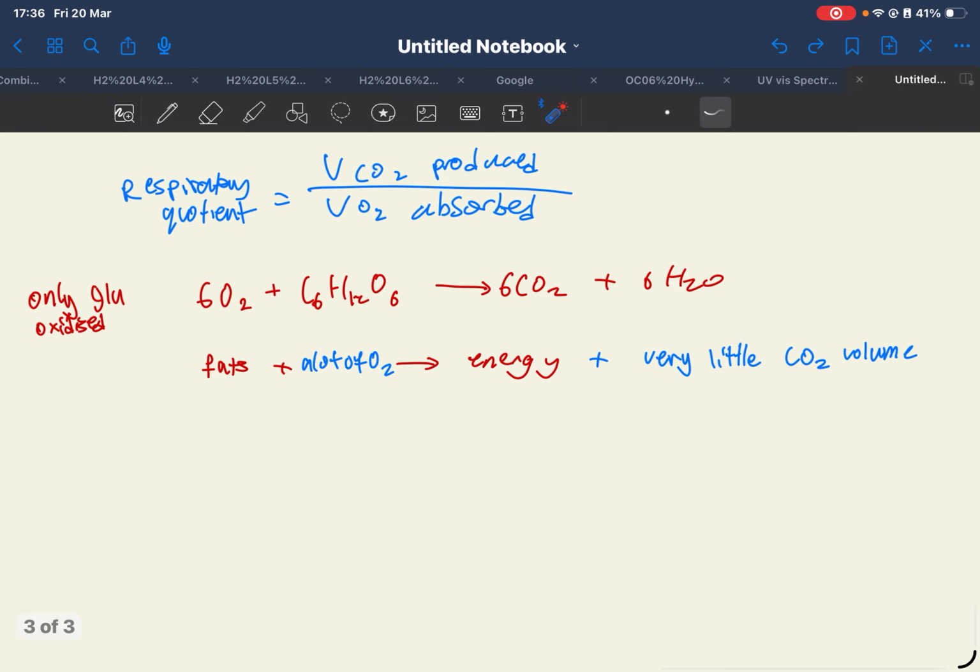So in the next video, I'll be explaining how the apparatus works and how you can find the RQ using a simple respiratory meter.